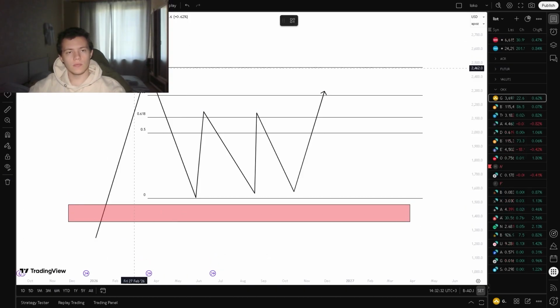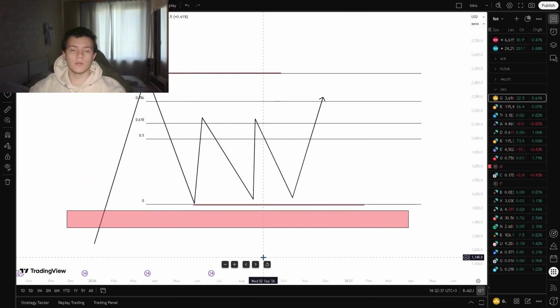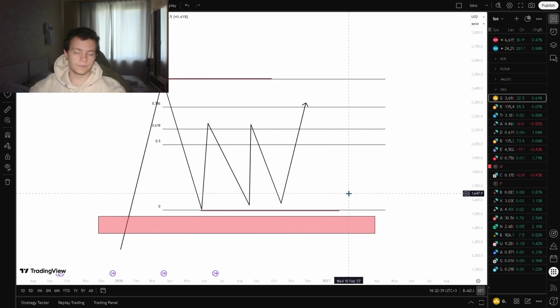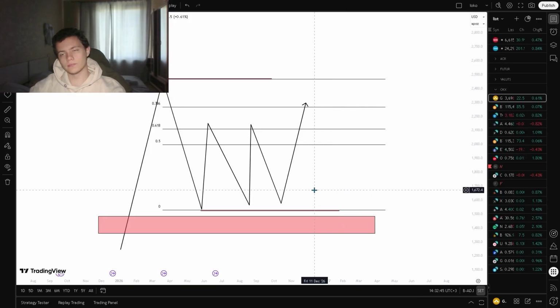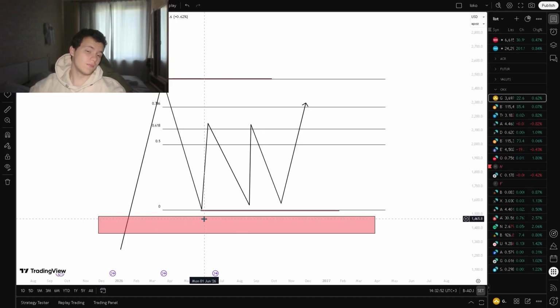Here we can see on the top level of Fibonacci and on the bottom level of Fibonacci the liquidity pools, which the price is going to liquidate. It will take the liquidity, and after that reverse and break our sideways movement. And of course here we can see our FVG or order block. Later I will show you on the real chart example how it will look, but here we have our point of interest zone from which we will enter the deal.